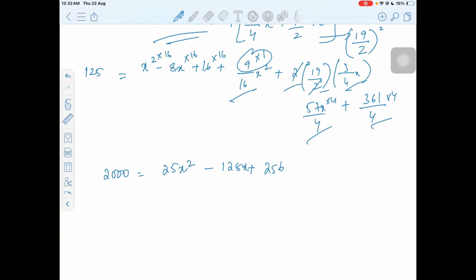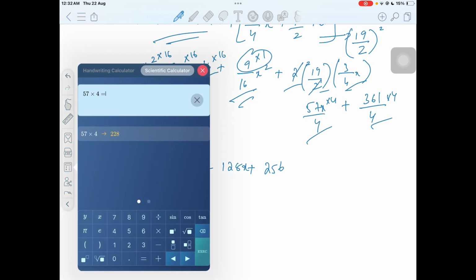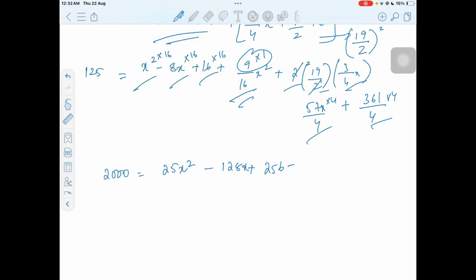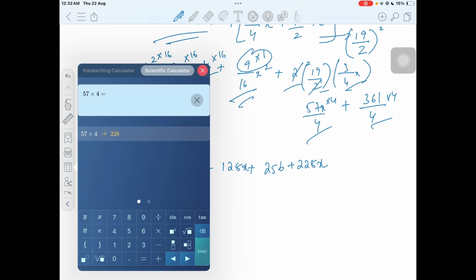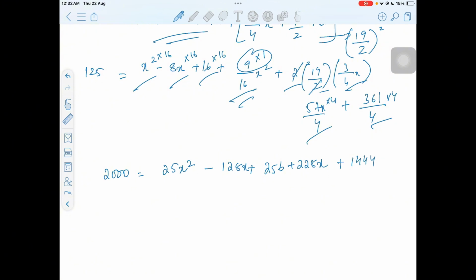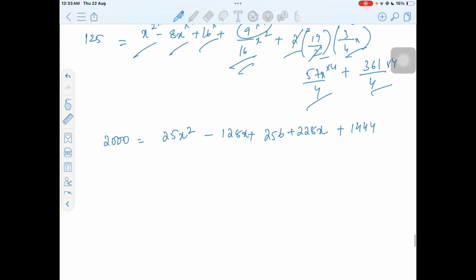This was done, this is done. This is plus 228x, and this is 361 multiplied by 4. So this would be 361 multiplied by 4. This is 1444, right? So let's just add all of them.